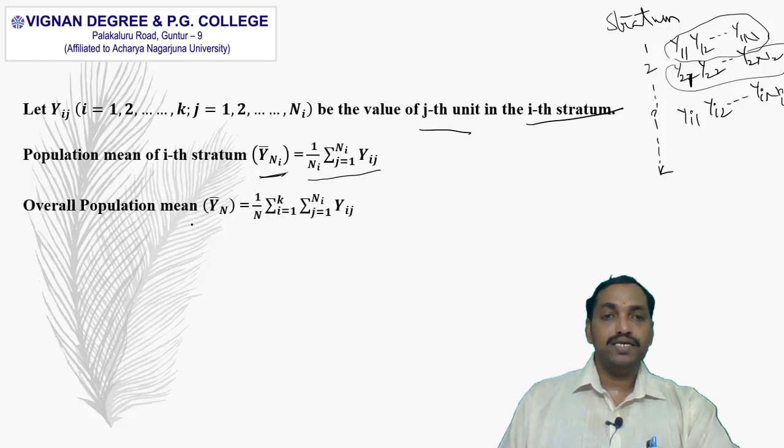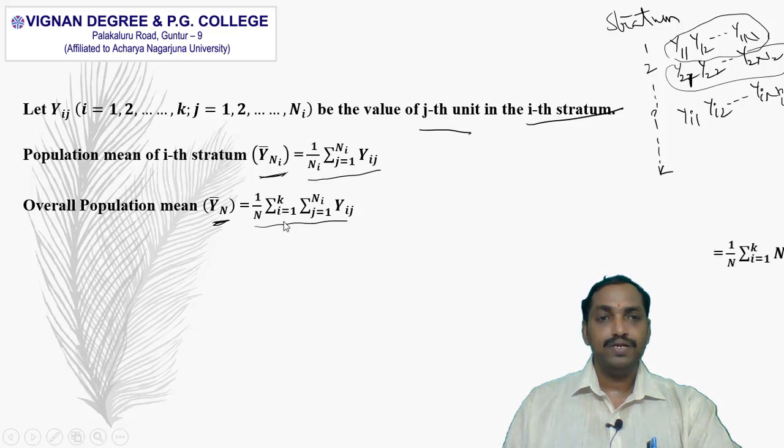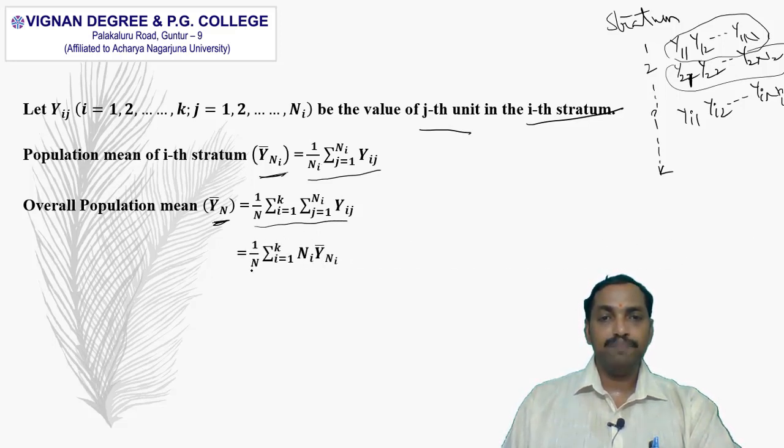Overall population mean is denoted by capital Y bar and is given by the formula 1 by capital N into double summation Y_ij. This also can be written as 1 by capital N into summation i equal to 1 to k capital N_i into Y_i bar, because from the above expression, population mean of the ith stratum, Y_i bar, is equal to 1 by N_i into summation j equal to 1 to N_i Y_ij.